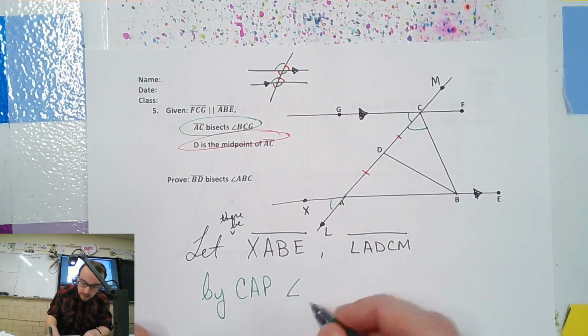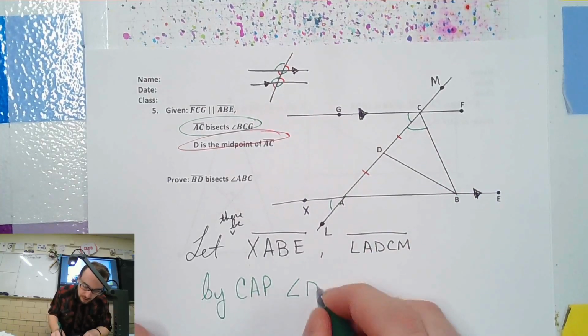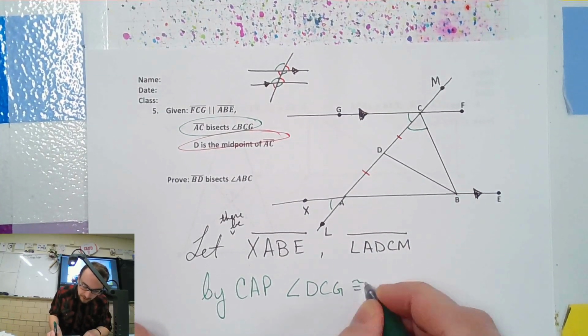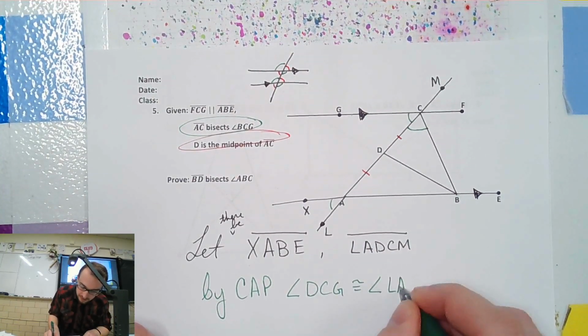We know that angle DCG is congruent to angle LAX.